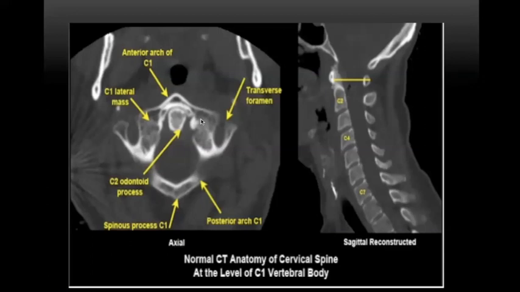Okay, this is axial view of the CT, which is taken at the level of C1 vertebra. This is showing how C1 will look like on CT. This is the anterior arch, posterior arch, spinous process is small. All right, this is the odontoid process, and that's the median atlantoaxial joint, lateral mass, and the foramen transversarium.